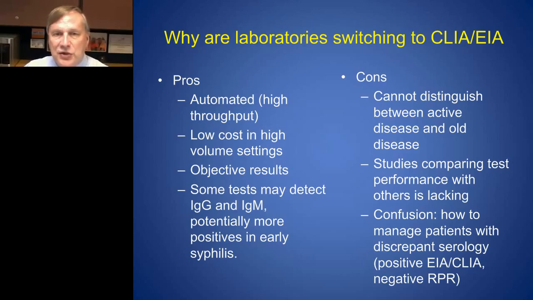Some of the disadvantages: you can't currently distinguish between active disease and old disease. Studies comparing the test performance against these others, head-to-head comparisons, we don't have a lot of those. We need more information and more head-to-head comparisons. So it can be confusing sometimes to manage these patients with discrepant serology. You get a positive EIA, a negative RPR. What do you do? What type of recommendations can be made?